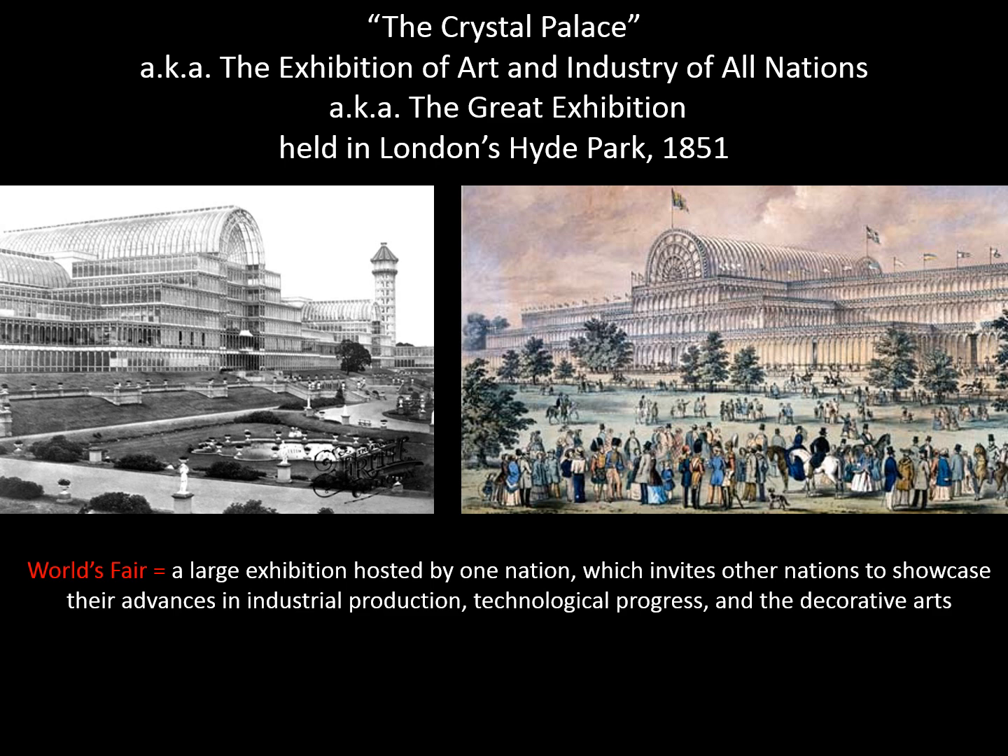So, the Crystal Palace is the nickname, largely because of the building, which was made of glass. We'll talk about that in a second. But it was really known as the Exhibition of Art and Industry of All Nations, also known as the Great Exhibition of 1851, held in London's Hyde Park. And so basically, this is one of the first World's Fairs. And a World's Fair is fundamentally a huge exhibition. It was typically hosted by one nation, and it invites the other nations, so England is inviting lots of different nations to showcase their advances in industrial production, in technological progress, and in the decorative arts.